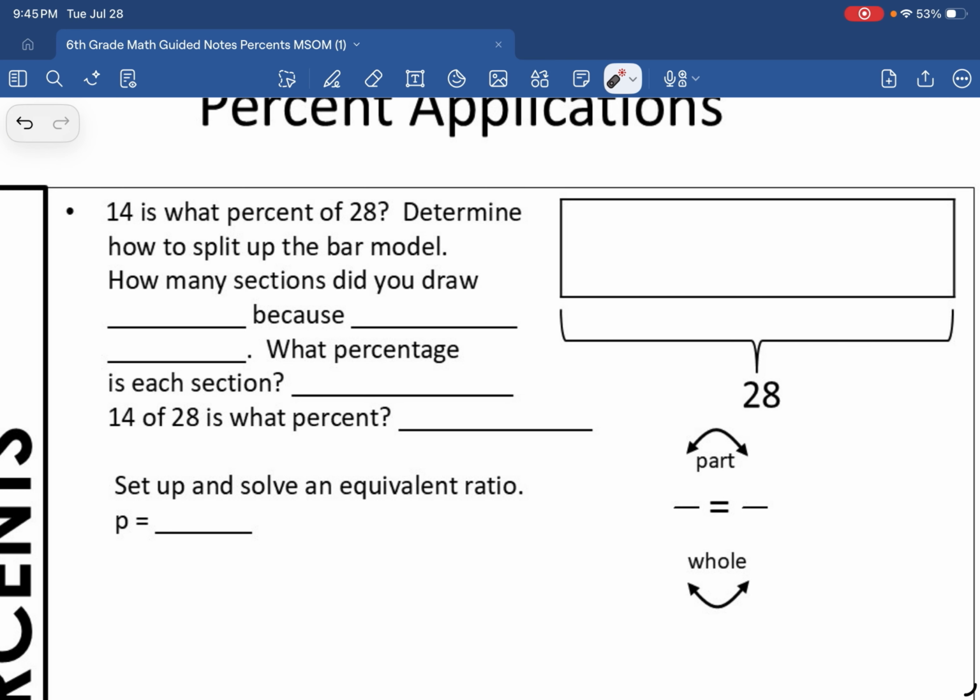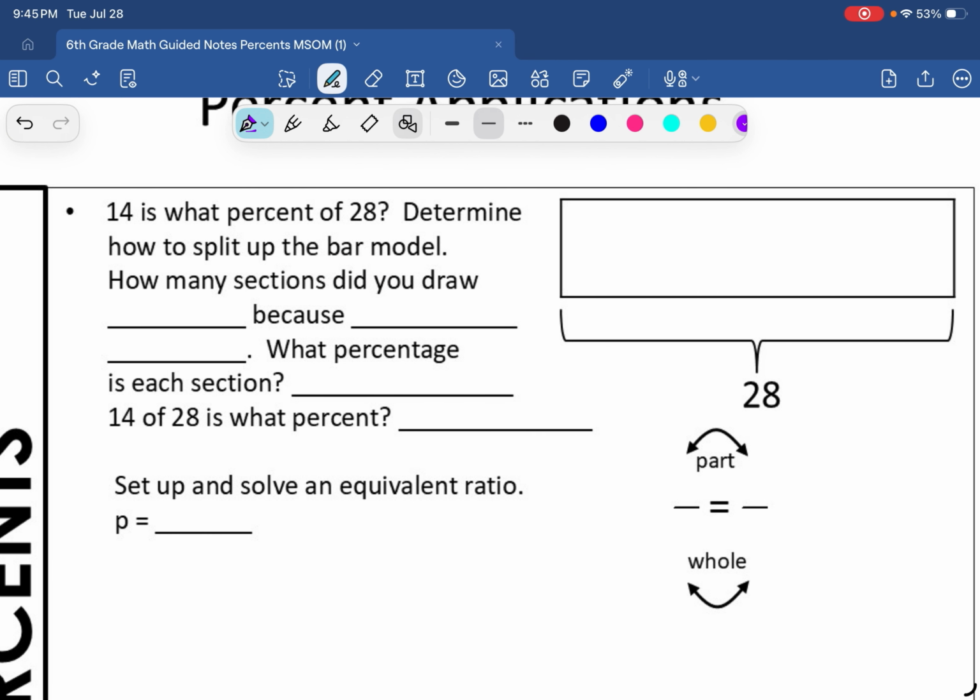Determine how to split up the bar model. Well, I can take 28 and divide it by 14, and that gives me 2. So I'm going to do 2 sections, and that means each of these is 14. Now, if my whole is 100%, that means each of these will have to be 50.